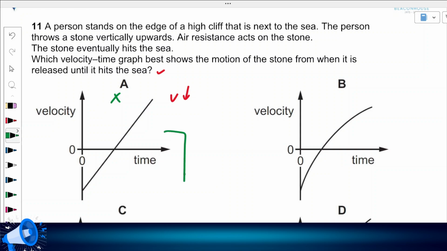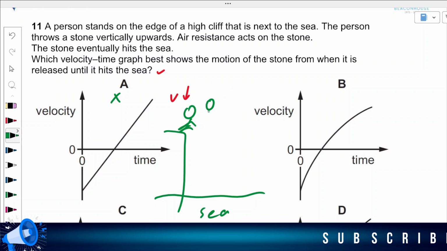So the person standing on the cliff, and here we have the sea. He first throws the stone upward. As the stone is thrown upward, the velocity would be in a certain direction. It could either be positive or negative, depending on the convention. And when the stone is coming towards the sea, the direction of the velocity is now changed. So whatever the convention is, if upward was positive or if upward was negative, then now as the stone is coming downward, the direction of the velocity would be changed.